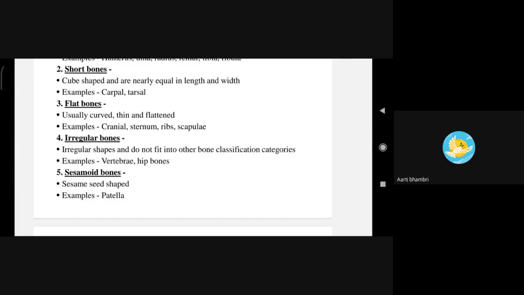They do not fall in any category. They do not follow any shape or size rule of bones. So they are like, we will do whatever we want. So they are irregular bones.